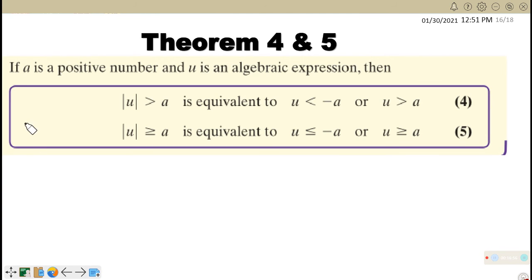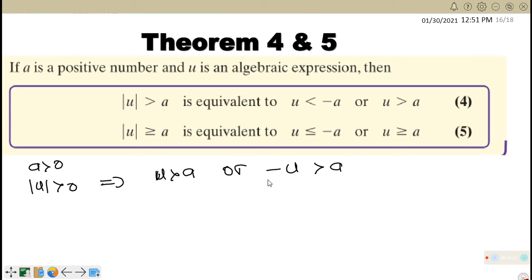The next theorem is given as this one. If a is a positive number and u is an algebraic expression, then absolute value of u greater than a is equivalent to u less than minus a or u greater than a. So this is what we are saying here. A must be greater than 0. So absolute value of u greater than a implies u greater than a or minus u greater than a.